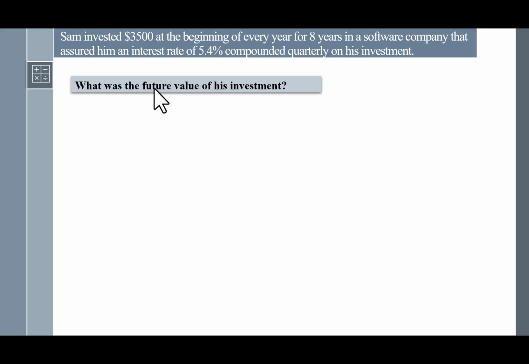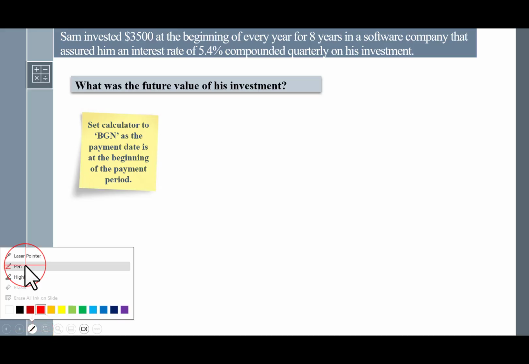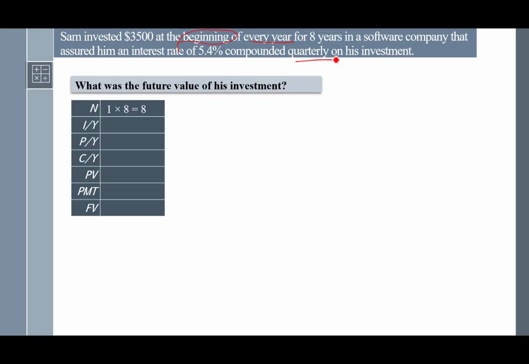But of course, we don't have to worry about that because we are using the calculator. So here we have invested 3,500, that's the PMT, at the beginning. So make sure you set your calculator to begin because it's at the beginning, of every year for 8 years in a software company that assured them an interest rate of 5.4 compounded quarterly. Compounding period is different than the payment period, and the payment is at the beginning. So as before, don't forget to set the calculator to begin. Once you do that, it's straightforward.